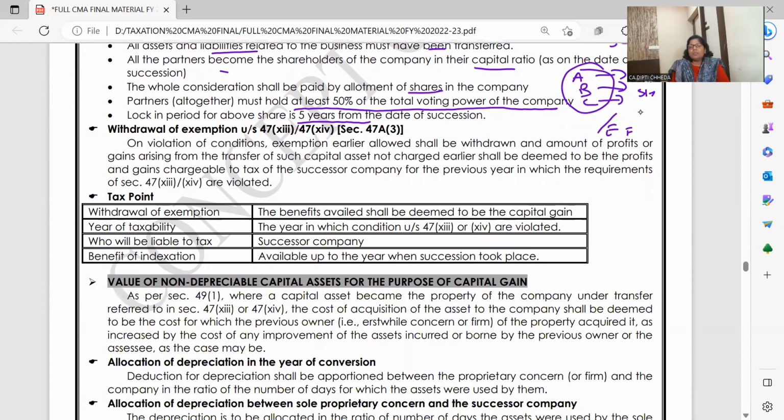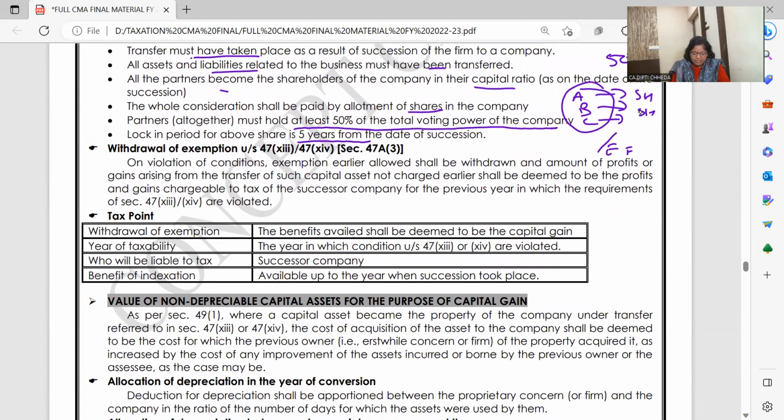If these provisions are withdrawn, like if there's a violation of any of the conditions, then it will be taxable in the year in which conditions are violated, in the hands of the successor company. Okay. And whatever indexation is there, that is only till the date of the transfer.